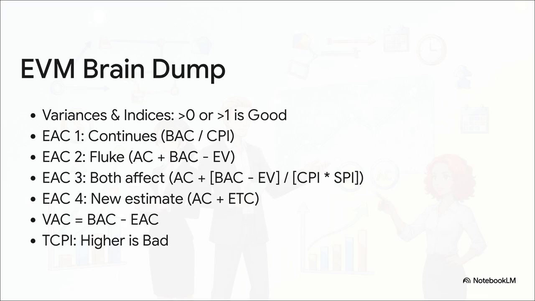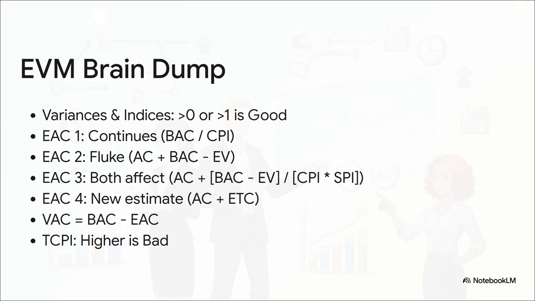Let's rapidly review the entire puzzle we've just built. First, jot down your core 4: cost variance, schedule variance, CPI, and SPI. Remember the golden rule: greater than 0 or greater than 1 is good. Then, write out your 4 EAC boss-level scenarios. Continues as is, the one-off fluke, both indices affecting the project and the new estimate.